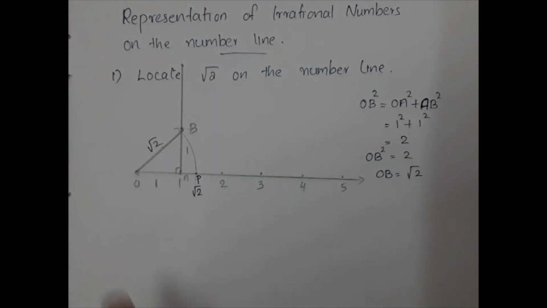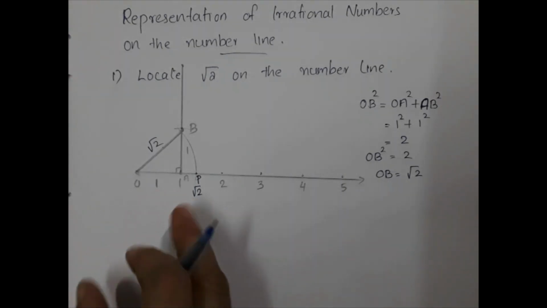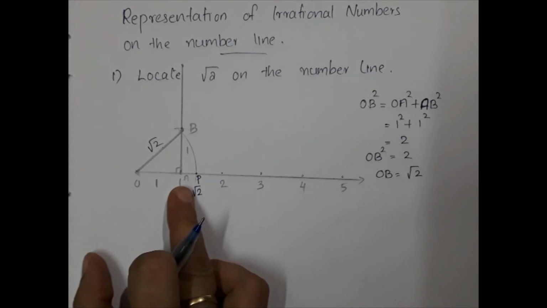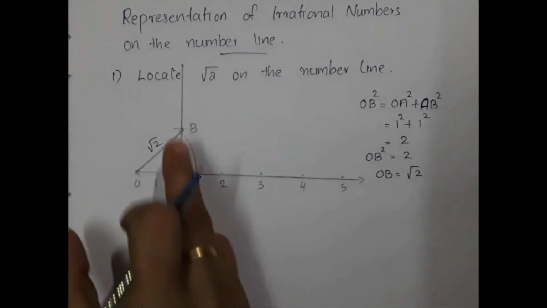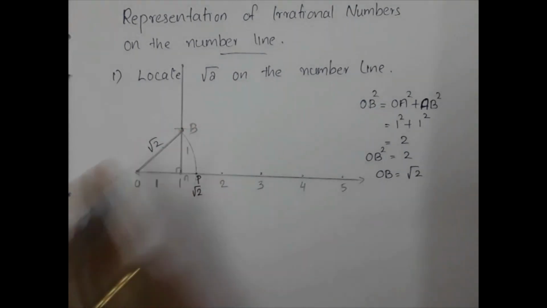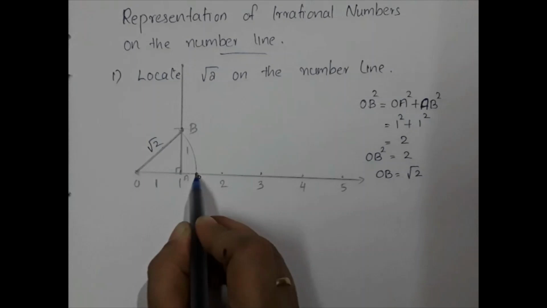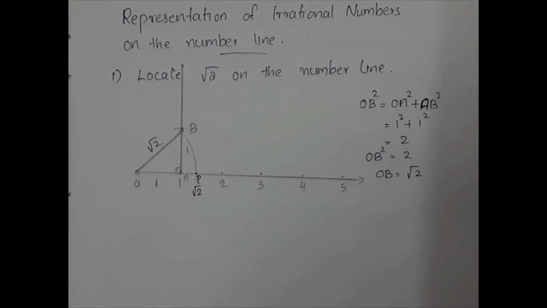Hope you are clear on this. To locate root 2 on the number line, first draw the number line. After that, 0 to 1 is the first portion, mark that as A, that is 1 unit, and the altitude is also 1 unit. Then join, take that as a radius, and draw the arc. The point where it touches the number line represents root 2. Hope you understood this one. Next we will move to the next irrational number.